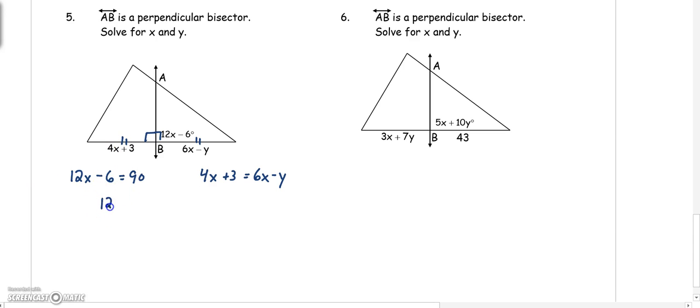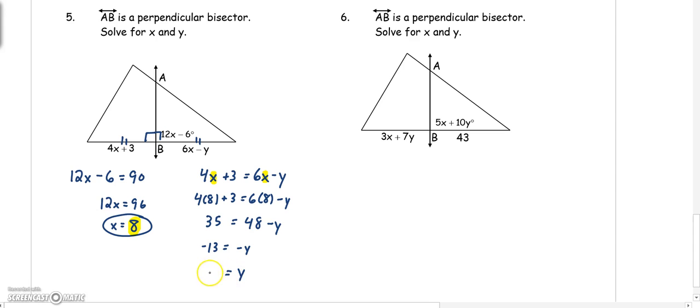We're going to add 6 to both sides, so 12x equals 96, and divide by 12, so x is equal to 8. Once I know x is 8, I can substitute 8 in for x in my other equation. So when I substitute 4 times 8 plus 3 equals 6 times 8 minus y. So we get 35 is equal to 48 minus y. I'm going to subtract 48 from both sides. Negative 13 is equal to negative y, which means that y is equal to 13 when I divide by negative 1.